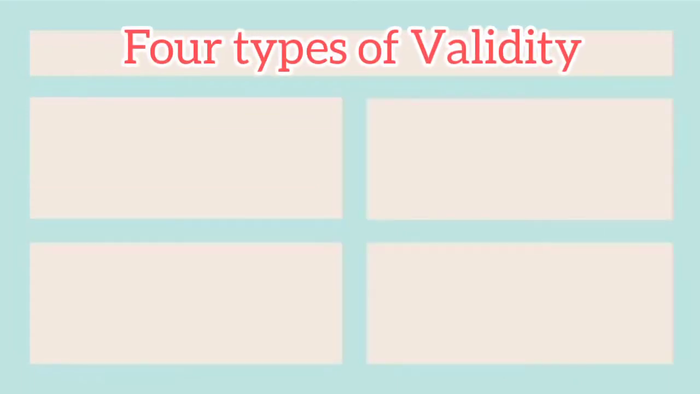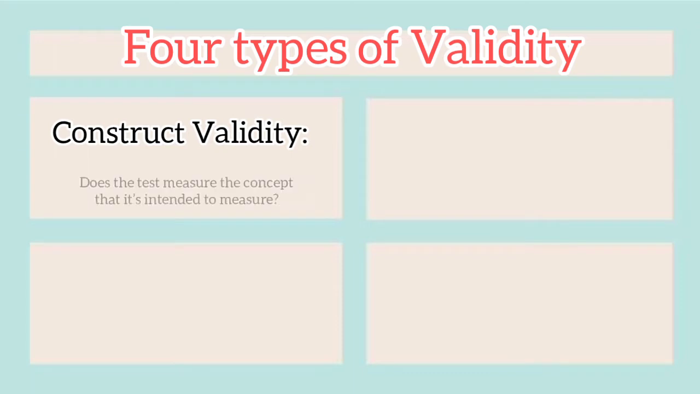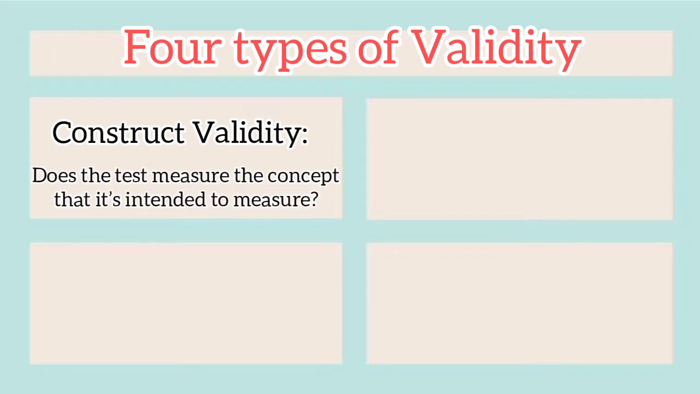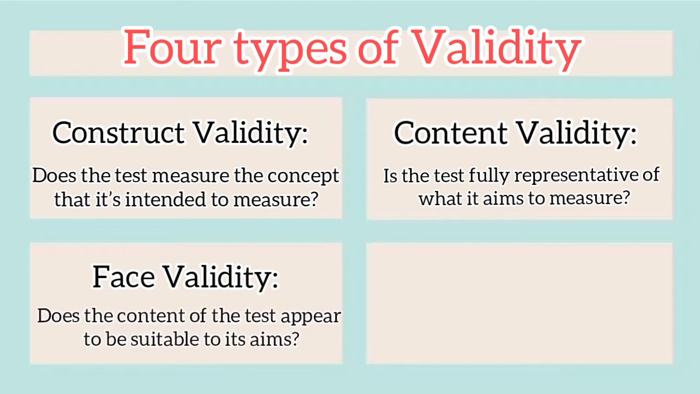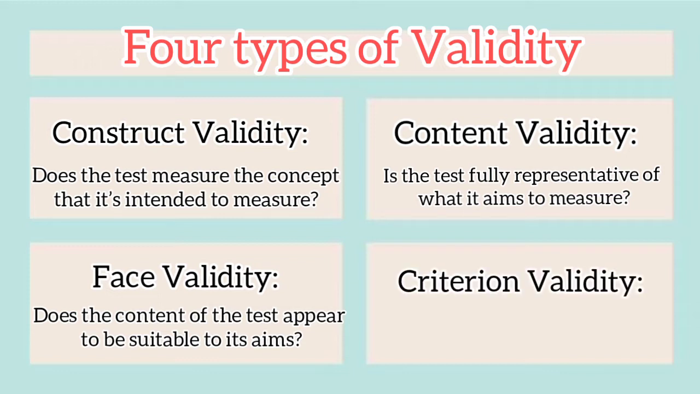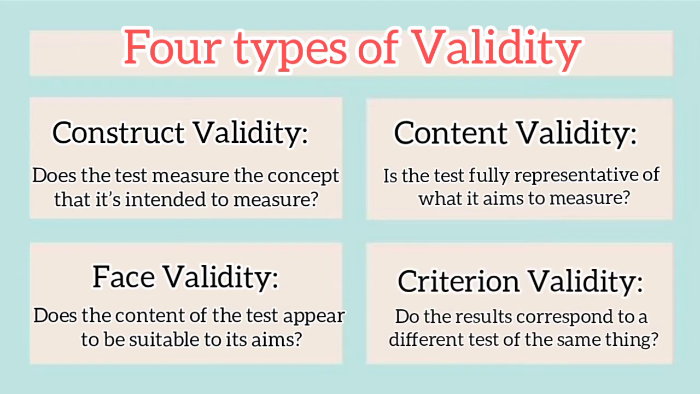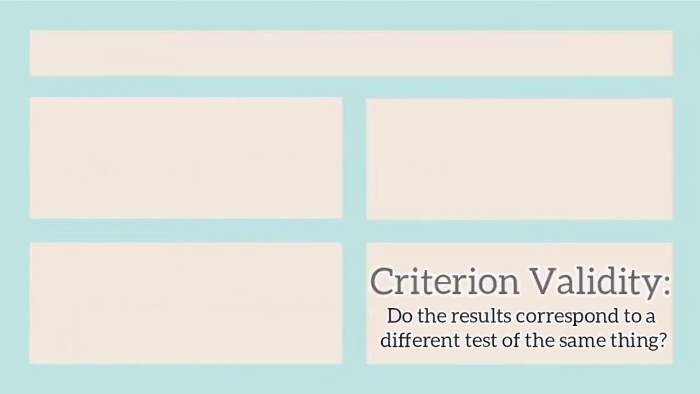So here are the four main types of validity. First, we have construct validity. It asks: does the test measure the concept that it's intended to measure? Second is content validity. Is the test fully representative of what it aims to measure? The third is face validity. Does the content of the test appear to be suitable to its aim? And lastly is criterion validity. Do the results correspond to a different test of the same thing?